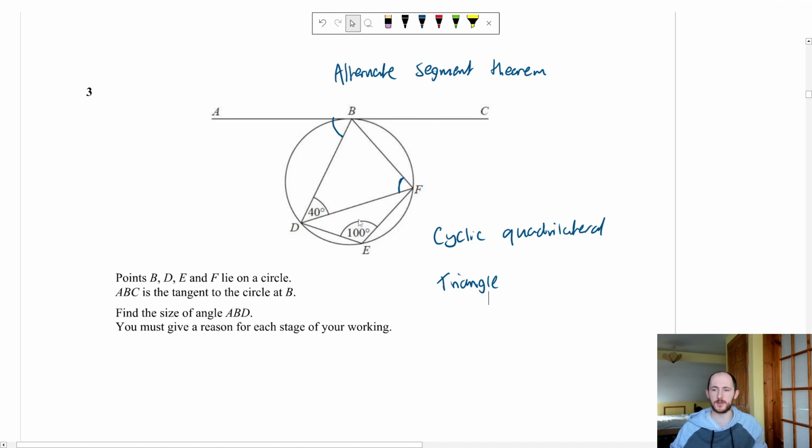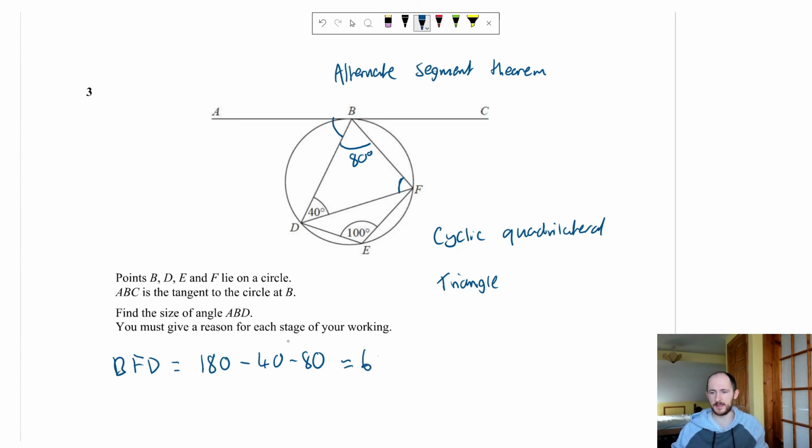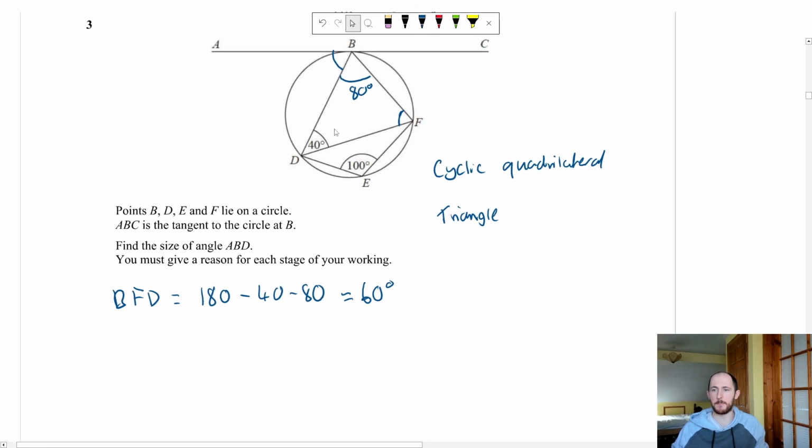The opposite angles add up to 180, which means this angle over here, angle DBF, is 180 minus 100, which is 80 degrees, which means the angle BFD is 180 minus 40 minus 80. Or if you want, you can add 80 and 40 to get 120, then do 180 minus 120, it'll give you the exact same thing, 60 degrees. And then all you'd have to do is say, because of alternate segment theorem, it means that ABD is also 60 degrees.